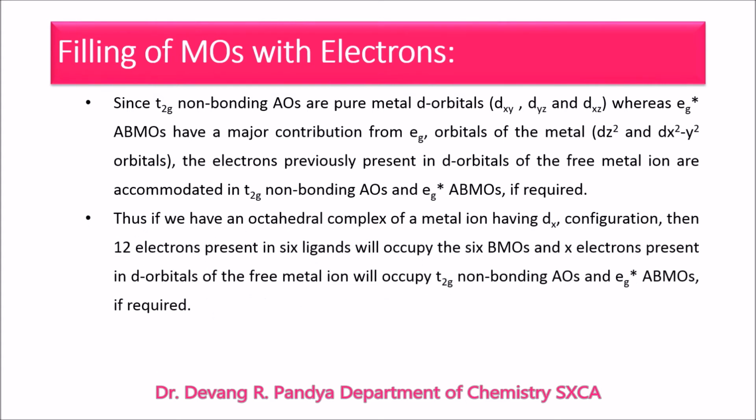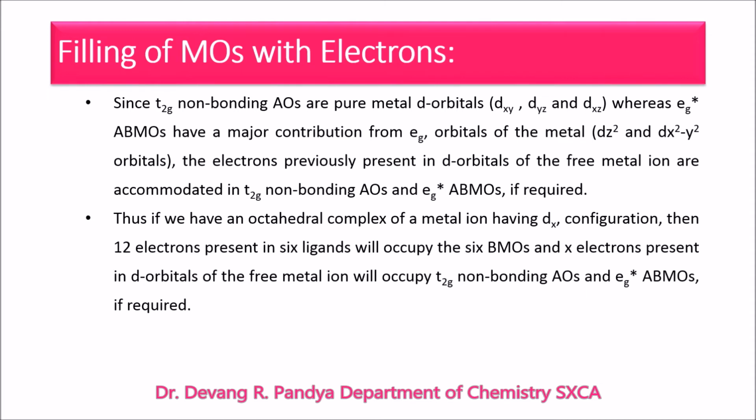Thus, if we have an octahedral complex of a metal ion having dx configuration, then 12 electrons present in 6 ligands will occupy the 6 BMOs. Already I have told you that. And x electron, I have written x because we do not know what metal we are discussing over here. This is a common discussion. So x electron means electrons in the d orbital.